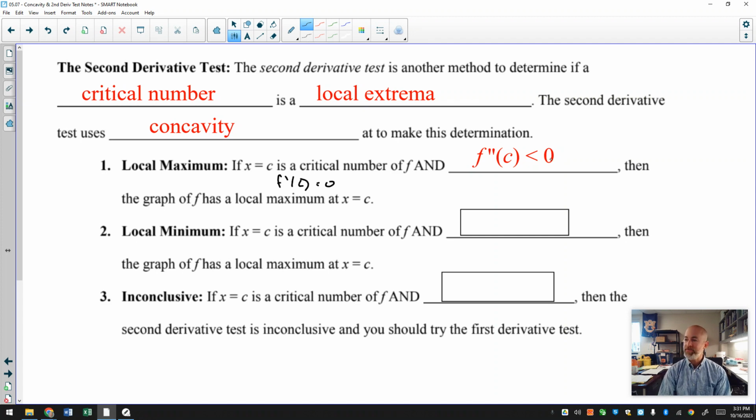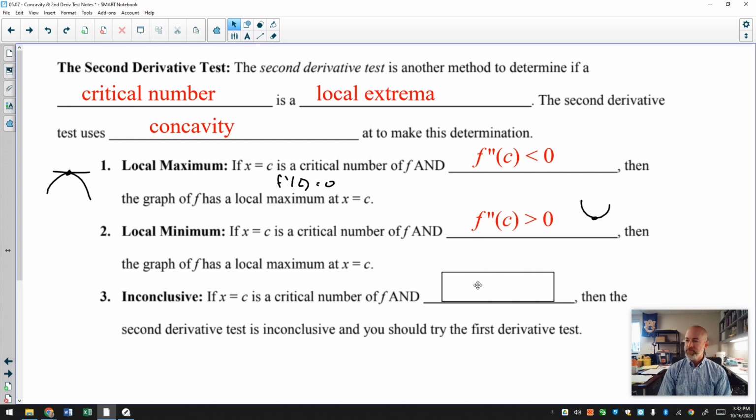If we are concave down while we have a horizontal tangent, we are talking about the top of the mountain. It is the point that is at the maximum. So that's the local maximum, and then a local minimum. If you have a critical number and you find out that your second derivative is positive, that means your function is concave up. And if you're looking at the point where your slope is 0, you're looking at the bottom of the mountain, the bottom of the valley. That is a local minimum.